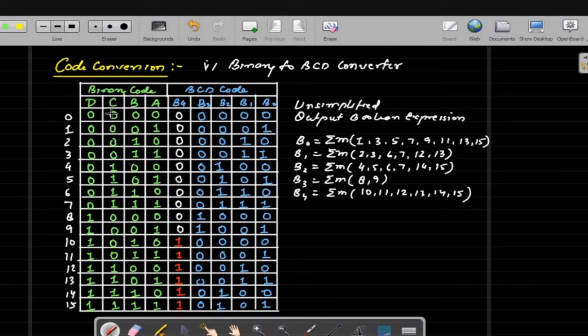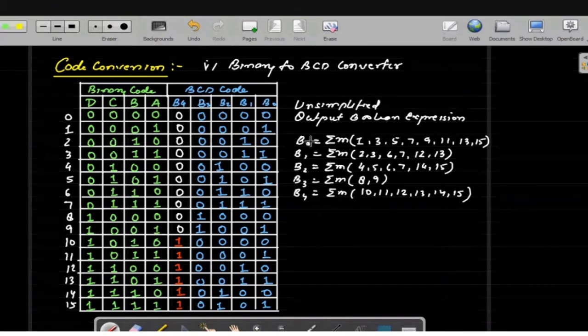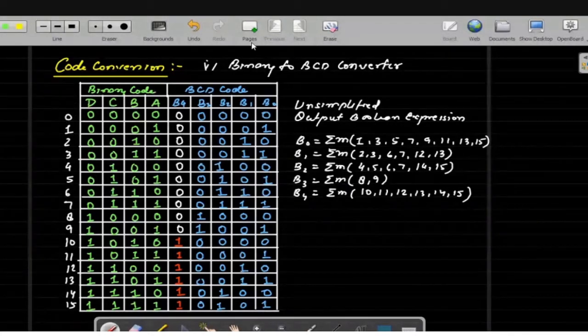So if we are going to simplify these expressions, how many cells in the K-map are required? 16. Yes, 2 raised to the power 4 means a 16-cell Karnaugh map is required. So now I am going to insert one new page and make this 16-cell K-map.